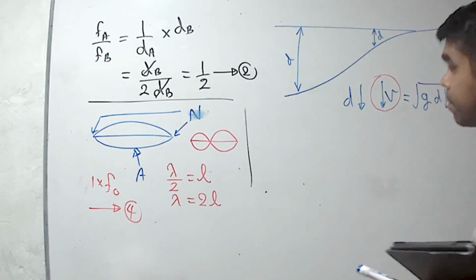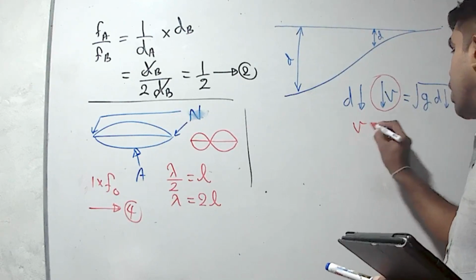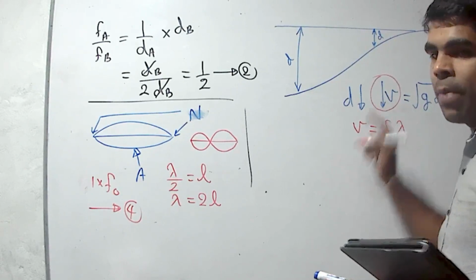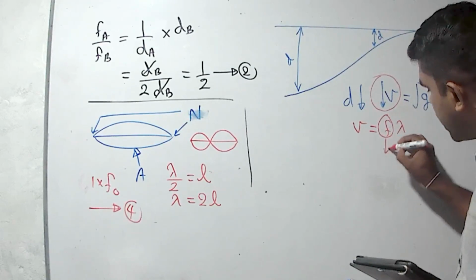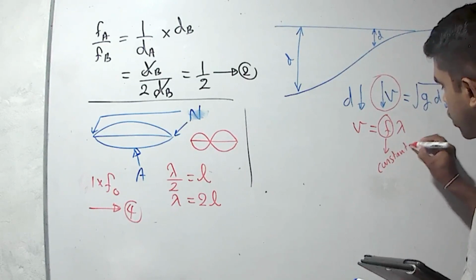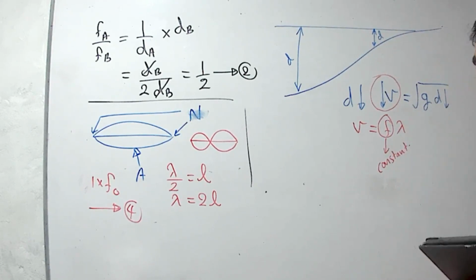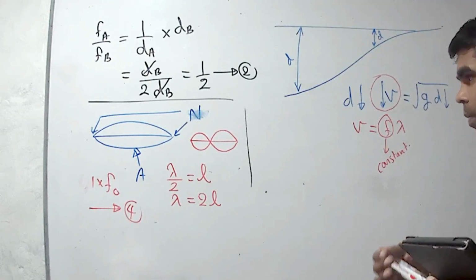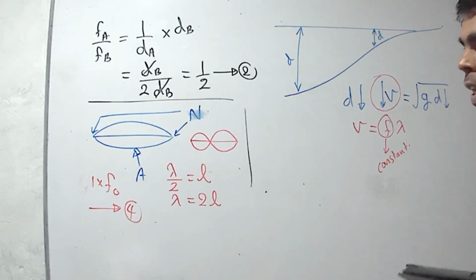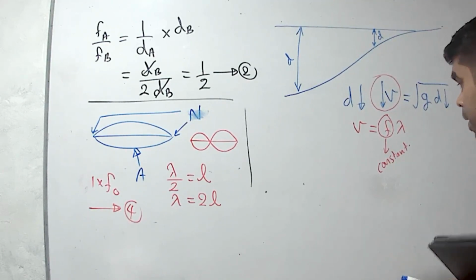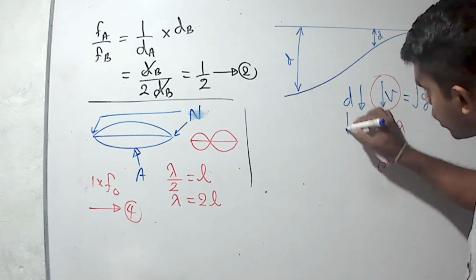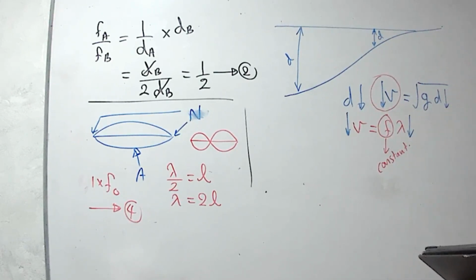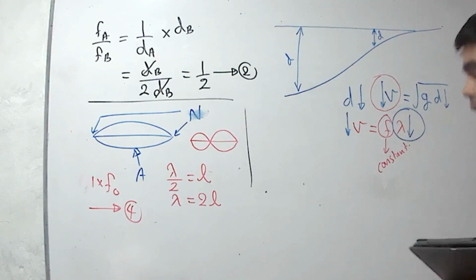Then, according to V equals f lambda, which we can use for any type of wave, the frequency is not changing, it is constant. Because the frequency depends only on the source. It does not depend on the moving medium or any other factor. When the velocity decreases, the wavelength decreases.